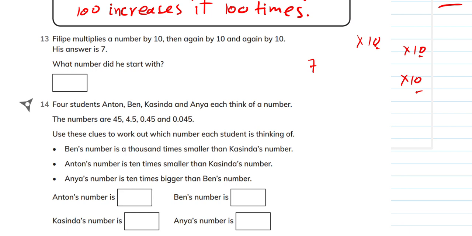So to get his original number, we have to move the decimal back 3 digits. 7 is already there, which means 2 more zeros are needed, so we reach his original number, which is 0.007.